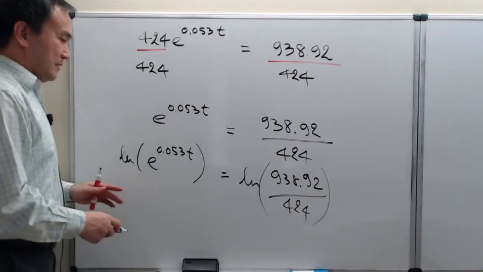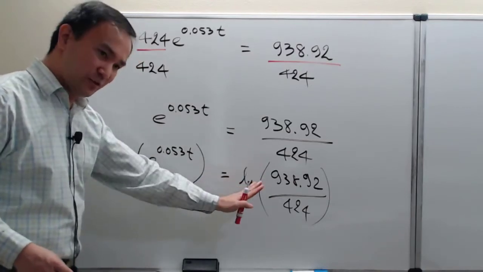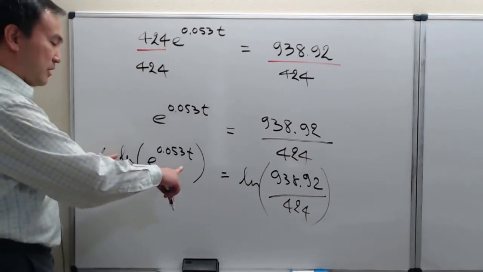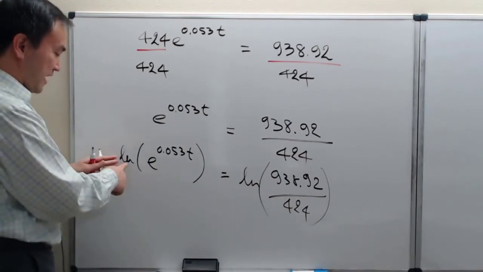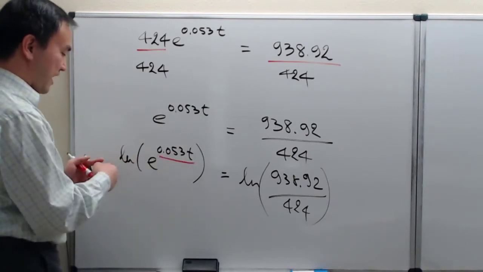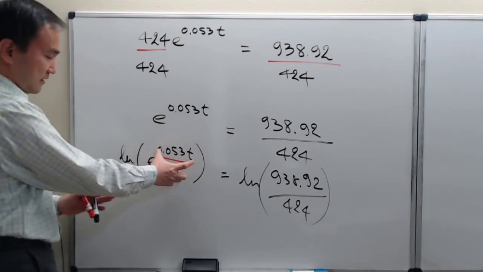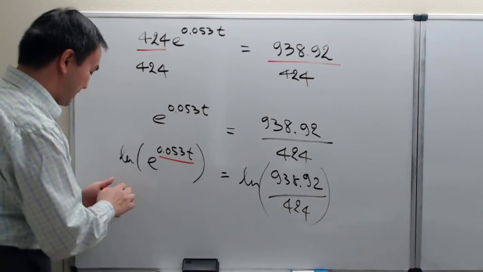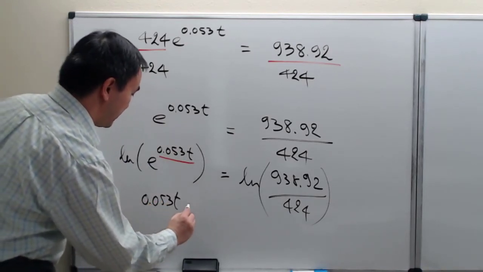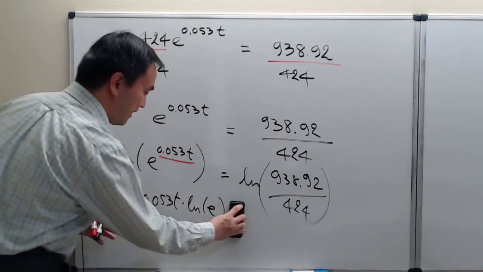I'm hesitating to keep coming back and forth with my calculator, so I'm deciding to leave all that here. Just be aware that it's an actual value. Now I'm going to look at my left-hand side, taking the natural log. We have learned that when a logarithm is applied on a power, we can bring that power, that exponent, to the front. So that becomes 0.053t times natural log of e. But natural log of e is simply 1, so we don't have to write it anymore.